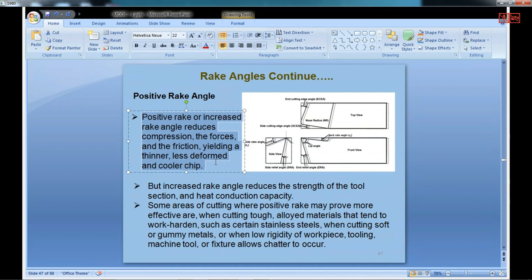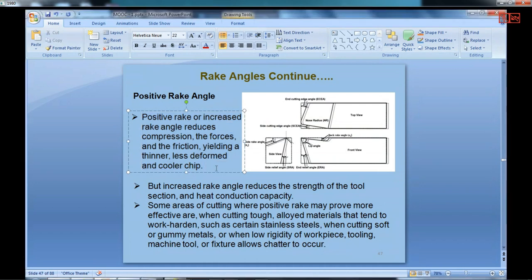So the type of rake angle has an influence on the type of chip we have. Here the cutting forces and the friction will be less, yielding a thinner and less deformed chip, which results in a cooler chip. But an increased rake angle will reduce the strength of the cutting tool. The tool section becomes smaller, so it reduces the strength and heat conducting capacity.